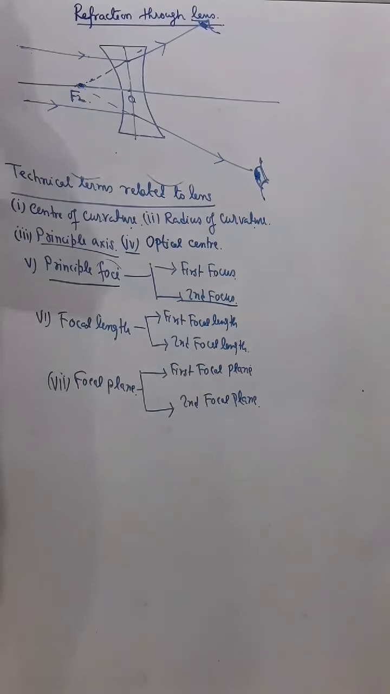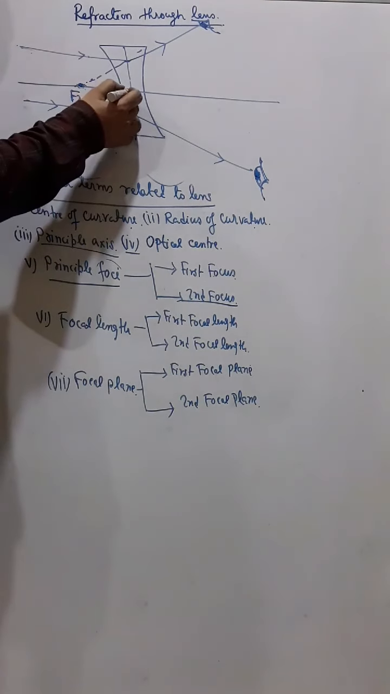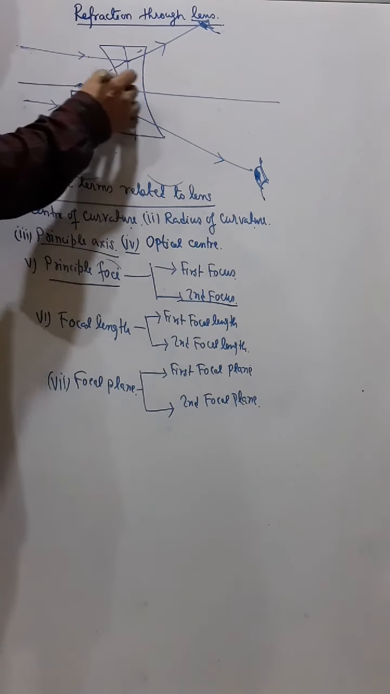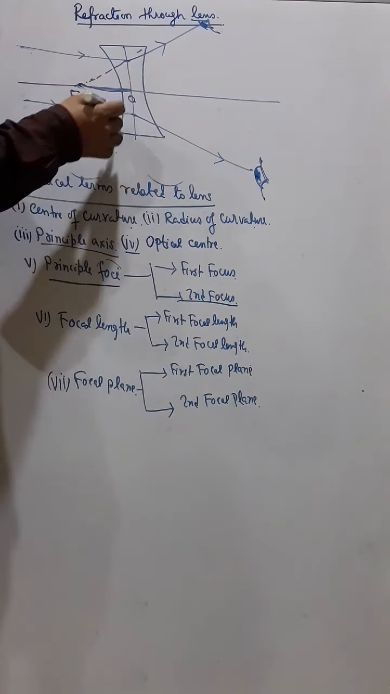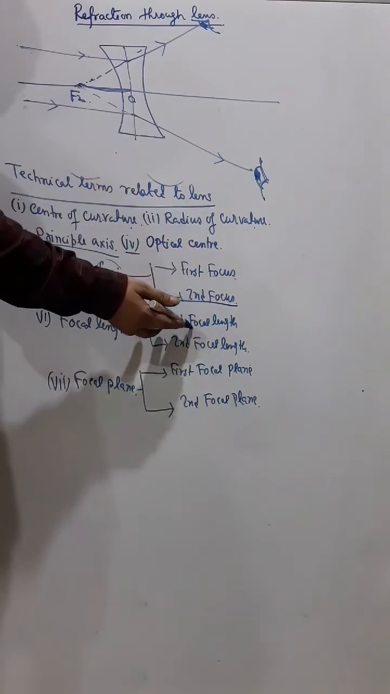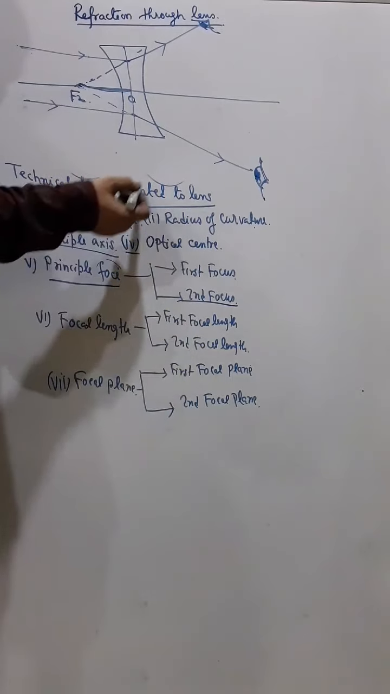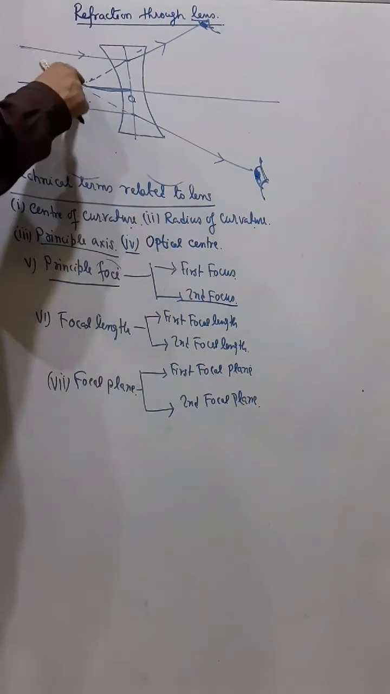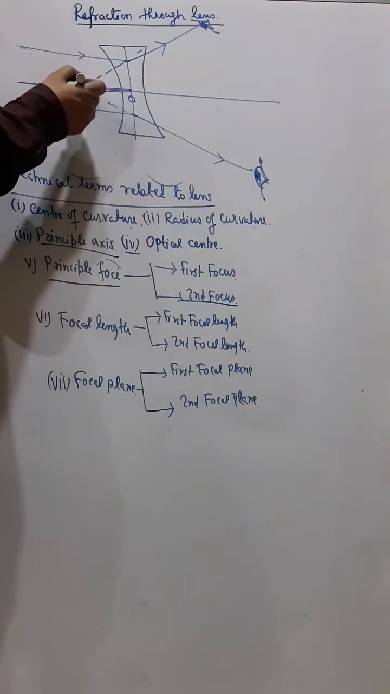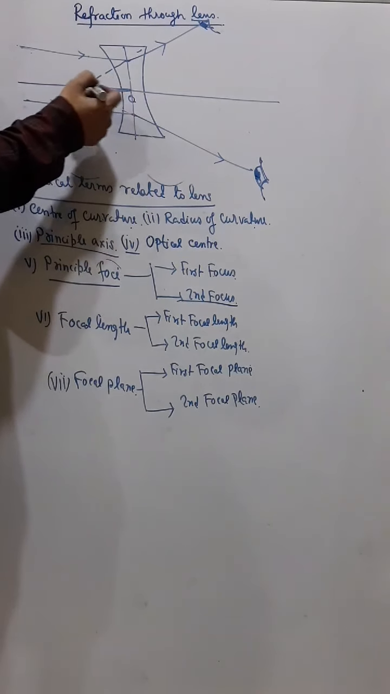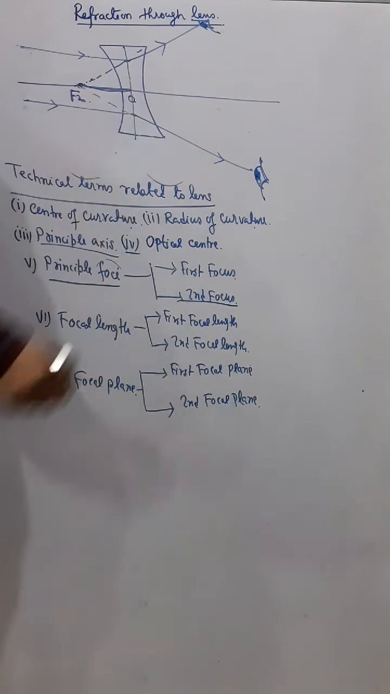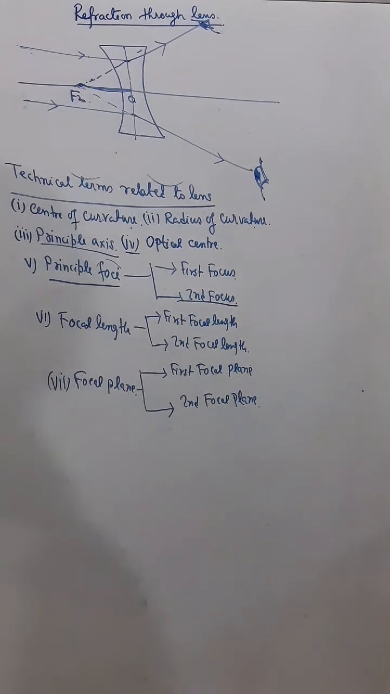So focal length means it is the distance between the focus and the optical center. So this distance, this length is called focal length. First focal length, second focal length, same definition for convex lens and concave lens. It is just the distance from the first focus to the optical center. So that is the first focal length, and the distance of the second focus to the optical center, that is the second focal length.